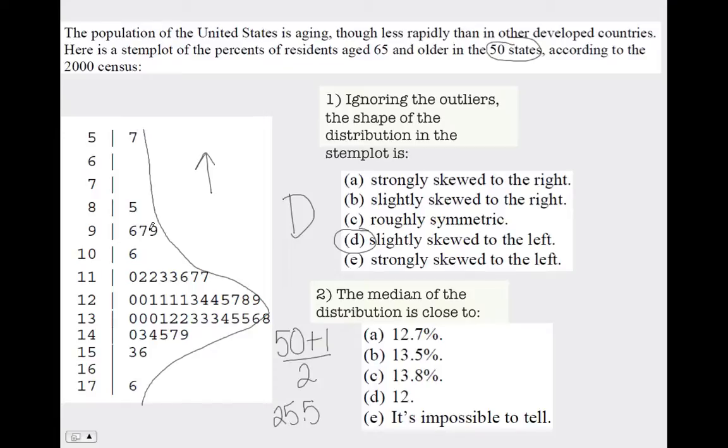1, 2, 3, 4, 5, 6, 7, 8, 9, 10, 11, 12, 13, 14, 15, 16, 17, 18, 19, 20, 21, 22, 23, 24, 25, and 26. So it's going to be between these two: 12.7 and 12.8, which if I average those together, I get 12.75%. The closest answer is A, 12.7%.